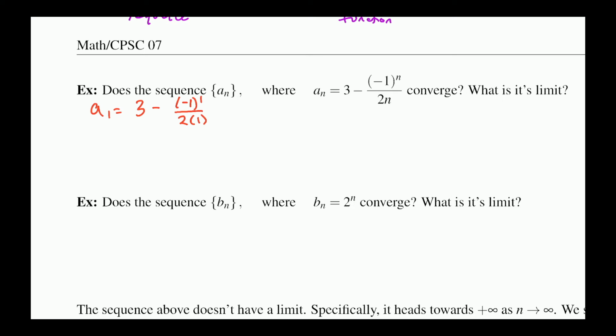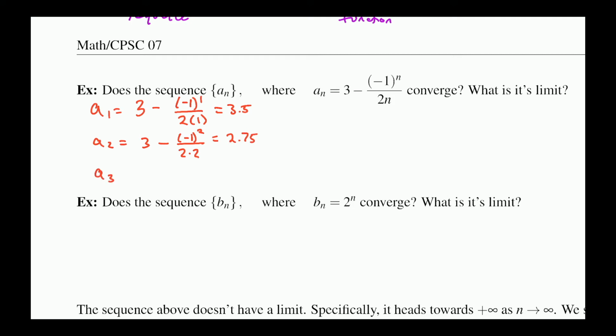So what are we doing? 3 minus, so negative 1 to the 1 is negative 1, but then you have a minus. A minus and a negative is a positive. So this is actually 3 plus 1/2. So 3.5. A2 is 3 minus negative 1 to the 2 over 2 times 2. Well, that's going to be 3 minus 1/4. So that's like 2.75.